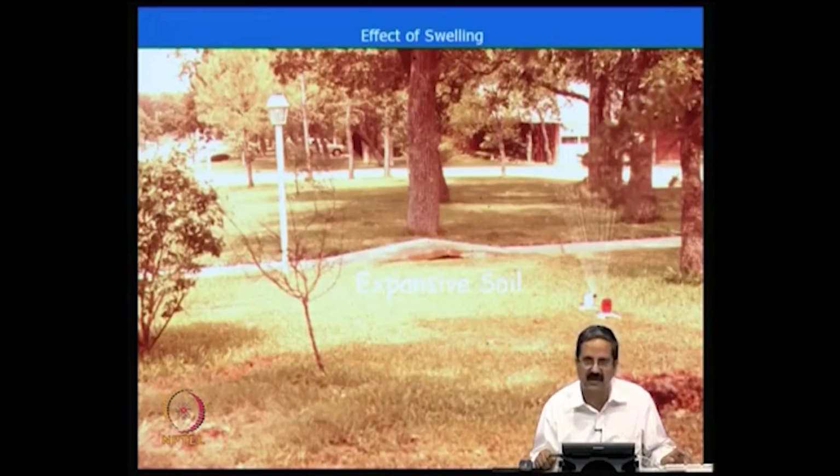So, these expansive soils have to be treated in a proper way, otherwise you have a lot of difficulties with a lot of damages essentially. In fact, Texas in USA has a lot of studies on this, and in India also we have a lot of work being done along these lines. You will understand how to stabilize the expansive soil, that is one of the objectives here.